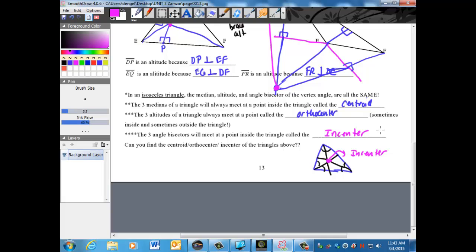Alright, and then our last question is asked, can you find the centroid, the orthocenter, and incenter of the triangles above? Yes, we already have.